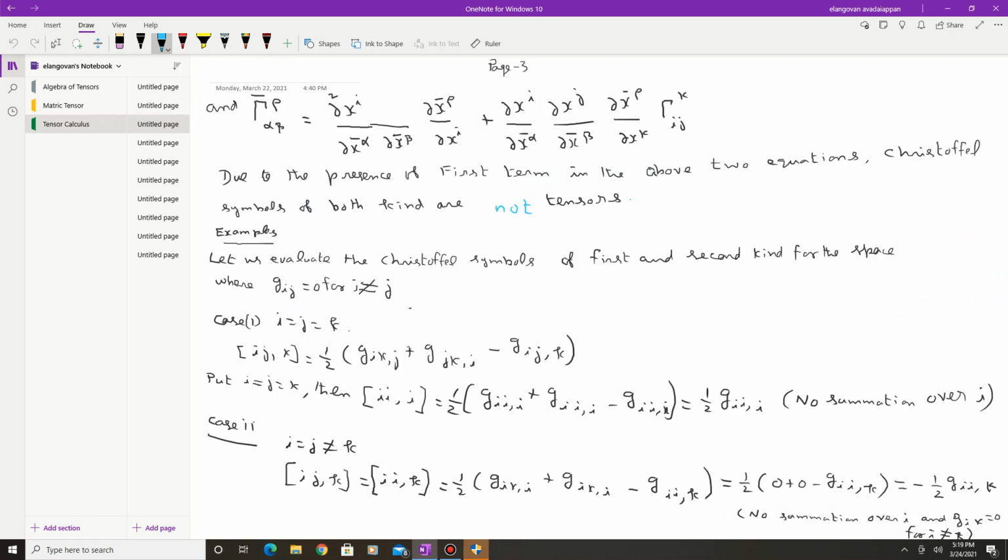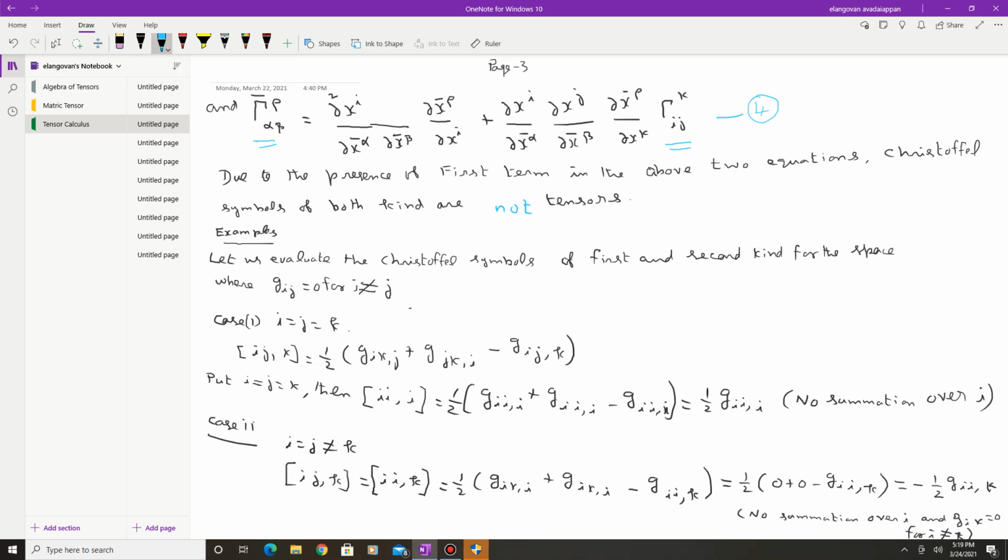Similarly, the Christoffel symbol of the second kind in the unbarred system is gamma k ij, and for the barred system, gamma rho alpha beta bar. These two are related by this transformation, which is equation 4. That can also be proved, using equation 3 to obtain the expression 4.